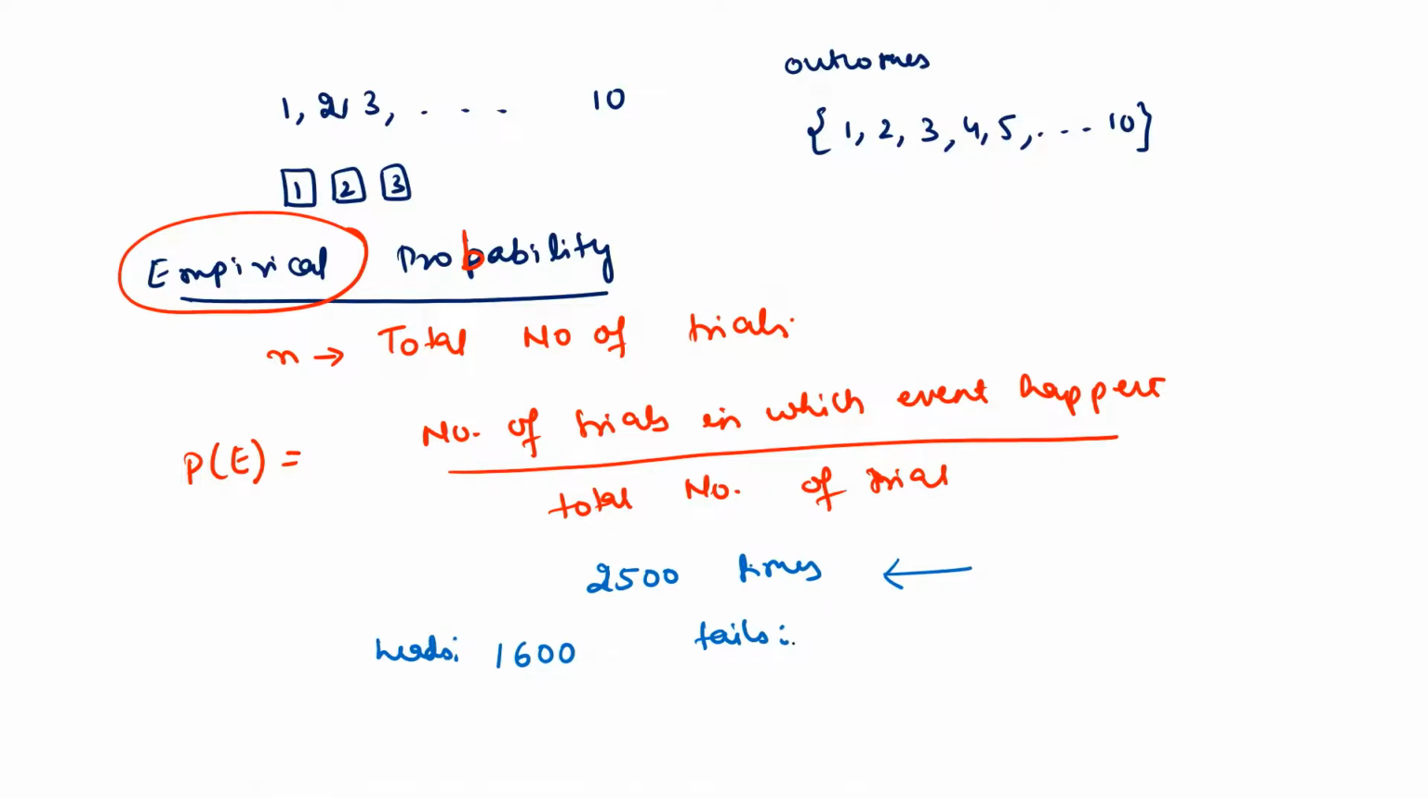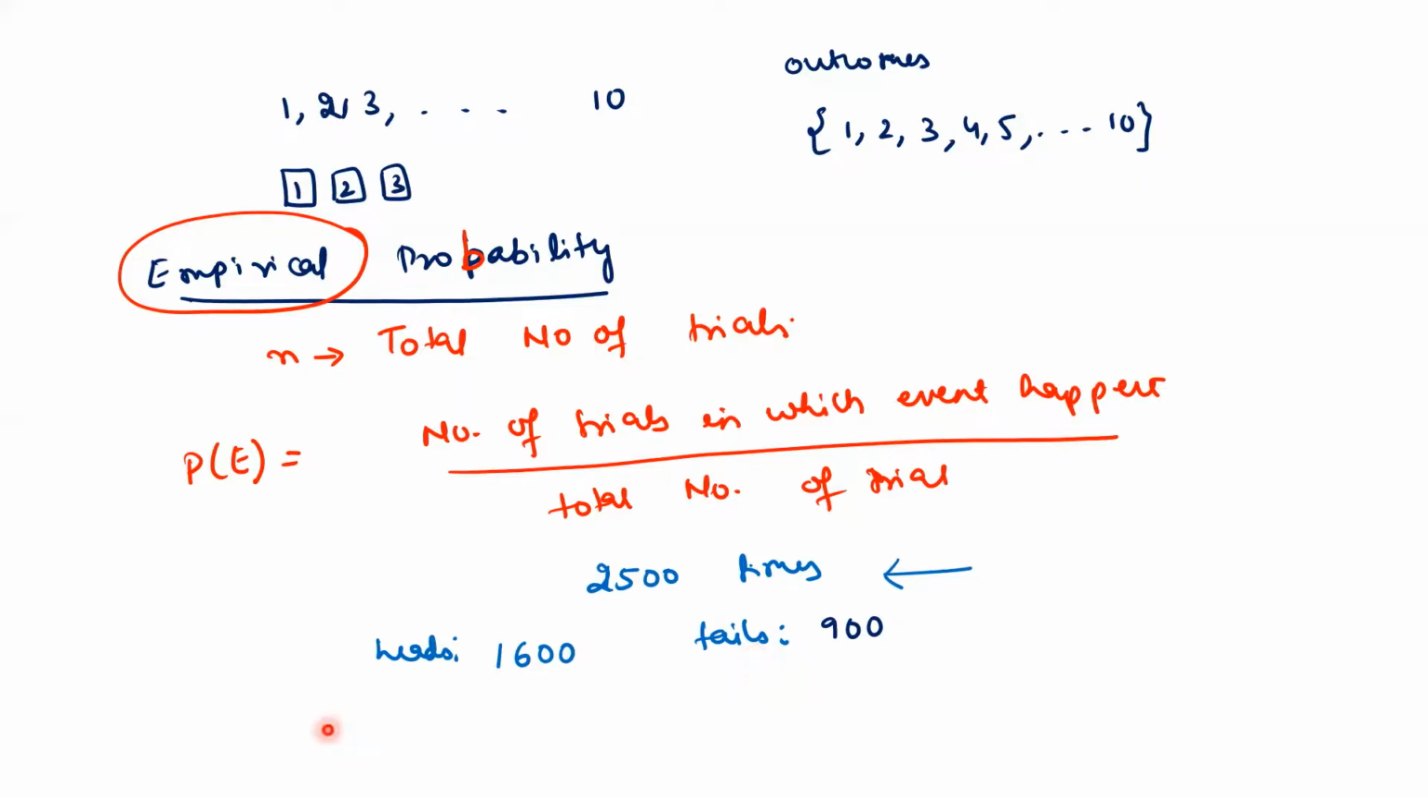What is it? Can you give me the figure here? 900. So 2,500 trials were done. Out of 2,500, 1,600 is what you're getting heads and the remaining 900 times you're getting tails.